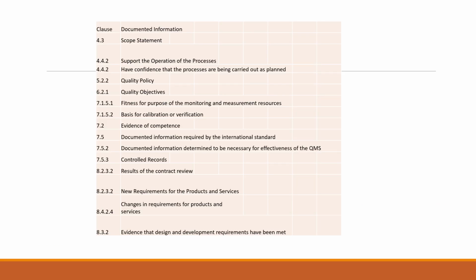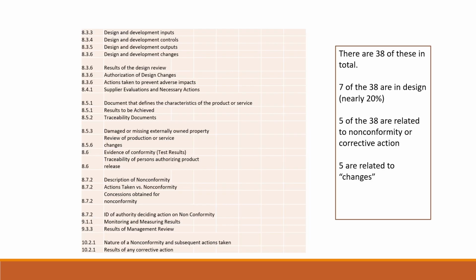Speaking of documented information, I made you a list of the ones that are required in the standard. I've also included this in the supplemental materials. As we were saying, there are 38 of these in total. 7 out of the 38 are in design, which is nearly 20%. 5 out of the 38 are related to nonconformity or corrective action. So that's 12 out of the 38, or 25-ish% are related to those two things. 5 are related to changes that happen in the system.